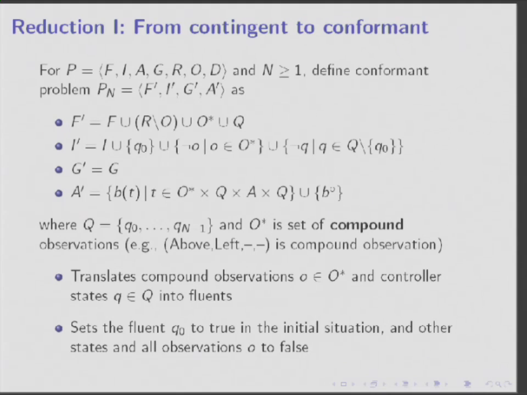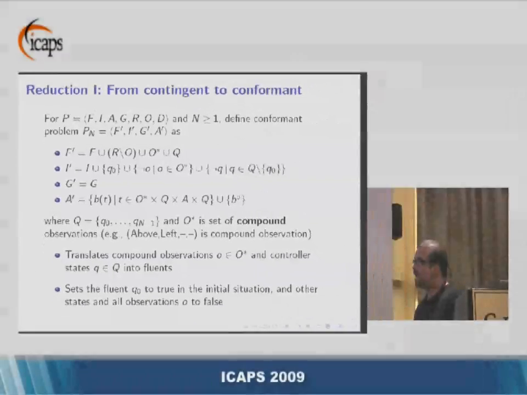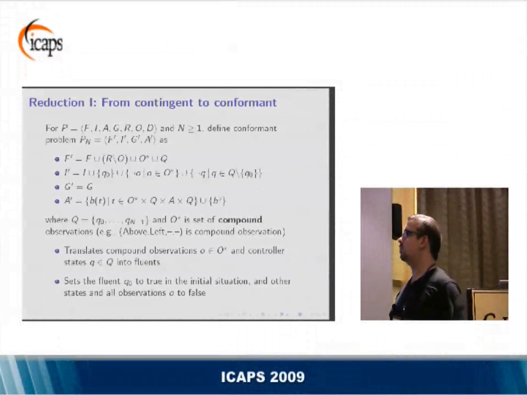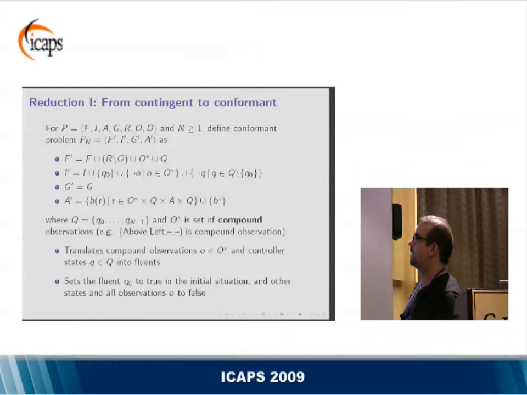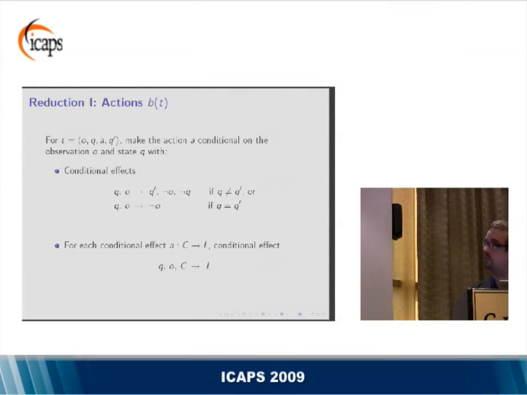Actions that correspond to the tuples that we saw, and a special action that is the ramification action. That is the one that is going to take care of the observations. So basically what this reduction does is that it translates the compound observations and control state into fluents, sets the fluent Q0 to true in the initial situation and everything else to false. And let's see what it does with the actions.